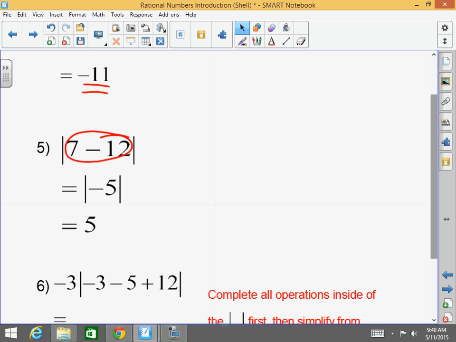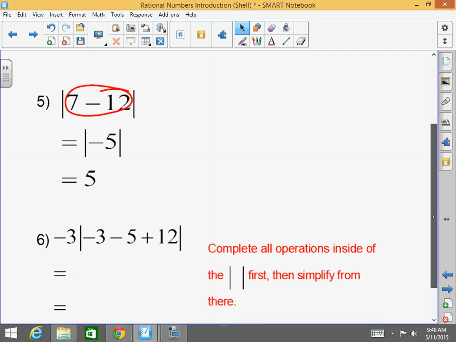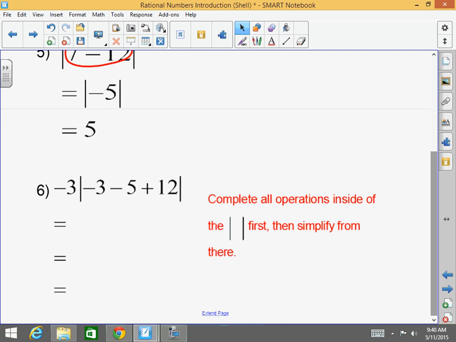Okay? Number 6. I've got negative 3 times the absolute value of negative 3 minus 5 plus 12. Look at what it says here in red, please, gentlemen. Complete all operations inside of the absolute value first, then simplify from there. So, what's negative 3 minus 5 plus 12, boys? What's negative 3 minus 5, guys? Negative 8. Negative 8 plus 12 is 4. So it's still in the absolute value.